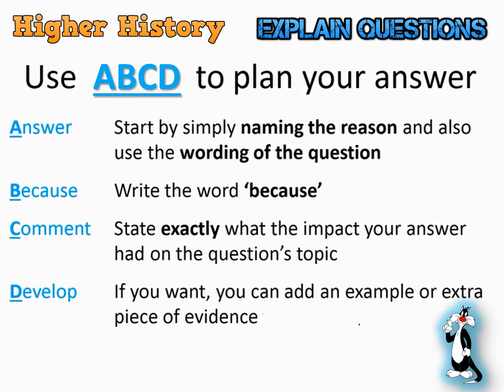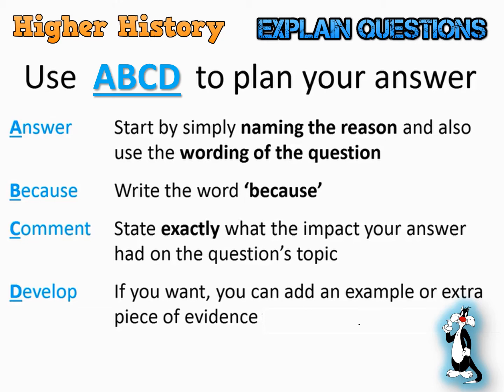So just like National 5, we are going to use A, B, C, D to plan out our answer. Unlike National 5 where you could just do A, B, C and that was fine, this year the D has to be included. So we first start off with our A, which is our answer. So we name the reason and we use the wording of the question. We write the word because, or we introduce the because point, and then we write a comment.